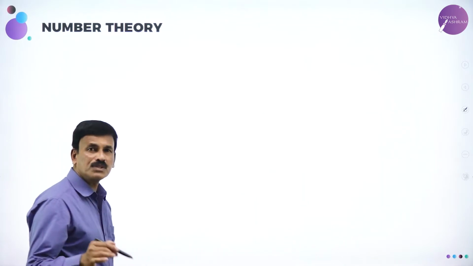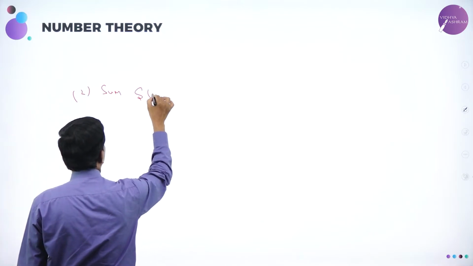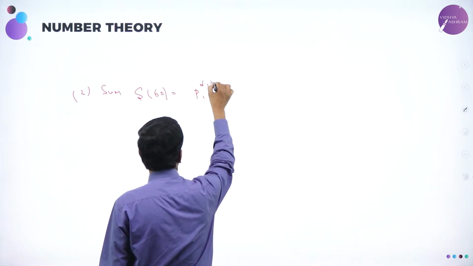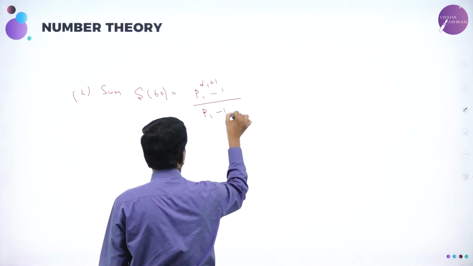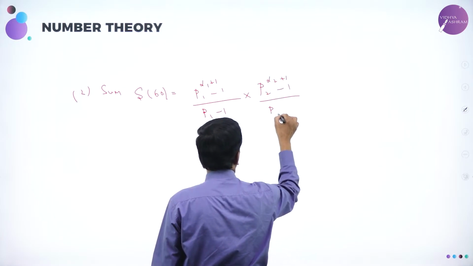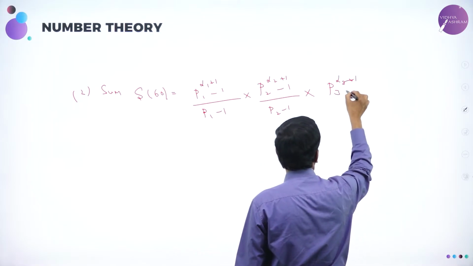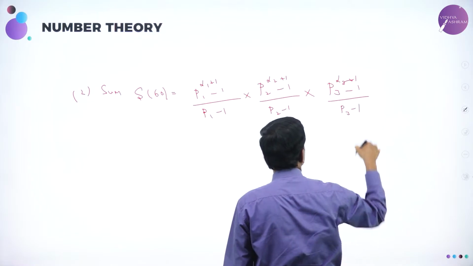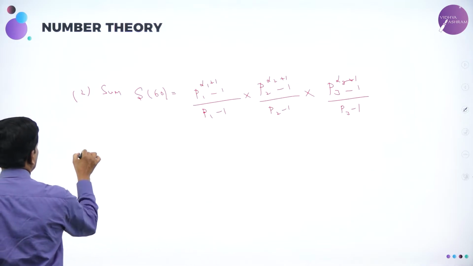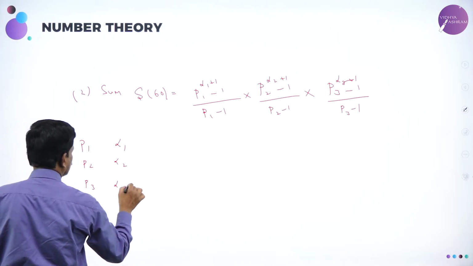Okay. Now, let us come to the sum of positive divisors. The sum of positive divisors, S of 60 is equal to, what is the formula? P1 to the power of alpha 1 plus 1 minus 1 divided by P1 minus 1 into P2 to the power of alpha 2 plus 1 minus 1 divided by P2 minus 1 into P3 to the power of alpha 3 plus 1 minus 1 divided by P3 minus 1. Okay, this is the formula. Now, what are the values we have? P1, P2, P3, alpha 1, alpha 2, alpha 3.